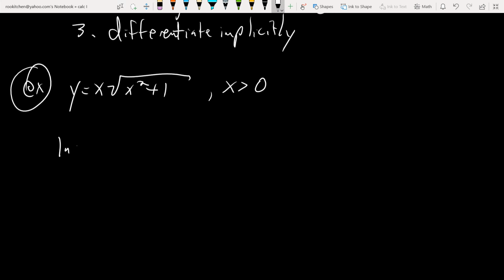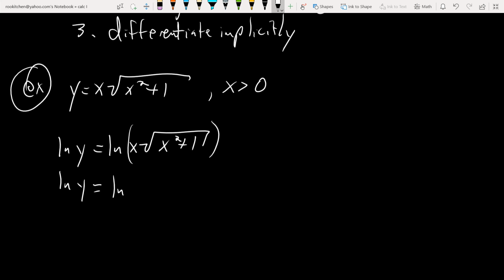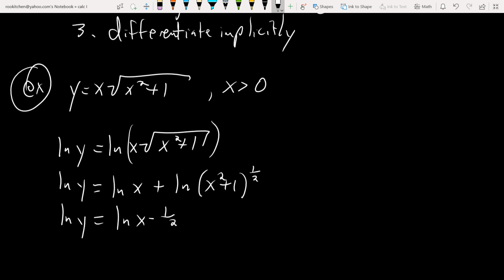Basically take the ln of both sides and then use the natural log properties to expand the natural log on the right. Okay, so you get ln of y equals the ln of x plus the ln of the square root of x squared plus 1, which is the same as x squared plus 1 to the 1/2. And then use the power rule. So you can bring the 1/2 down in front of the natural log using the power rule. So boom, x squared plus 1.